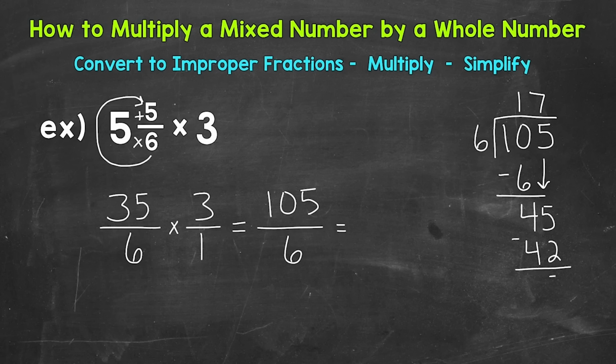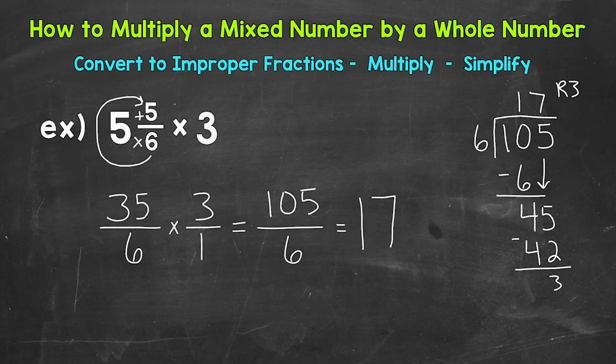Subtract, and we get a remainder of 3. So we do not hit 105 exactly. We have something left over, that remainder 3. So 17 whole groups of 6 out of 105. That's going to be our whole number portion of the mixed number.